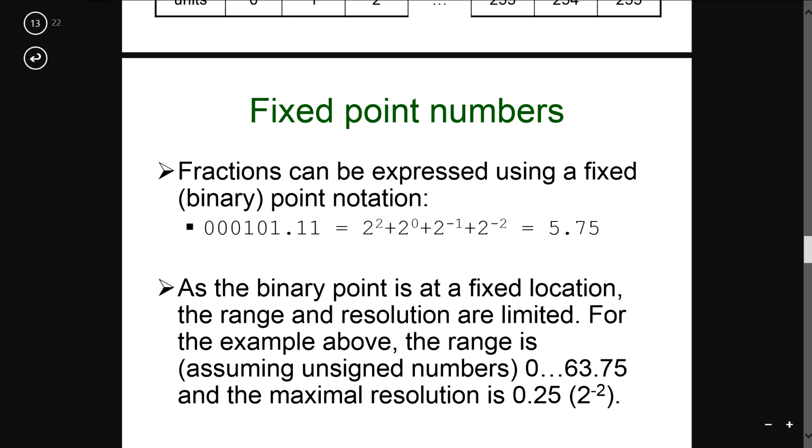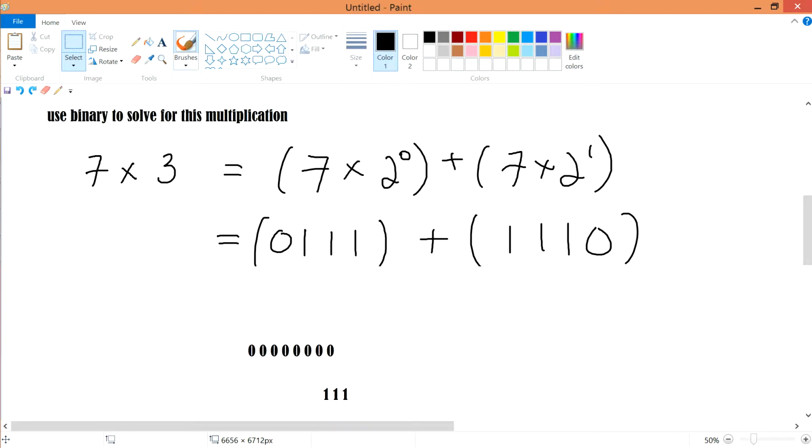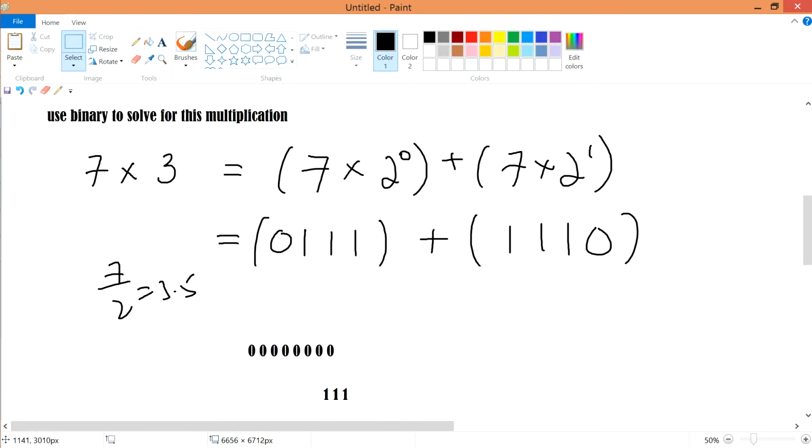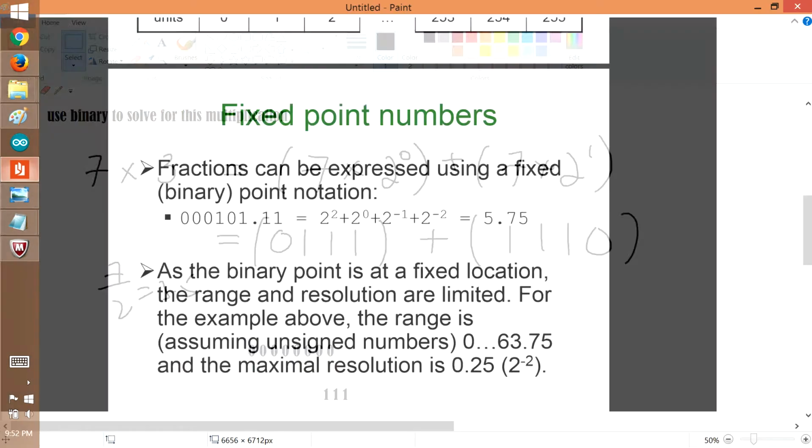Because 7 divided by 2, for example, is equal to 3.5. It's talking about decimals. And in this case, we can't represent decimals over here. So therefore, this is a constraint. Therefore, in the next video, we'll talk about it.